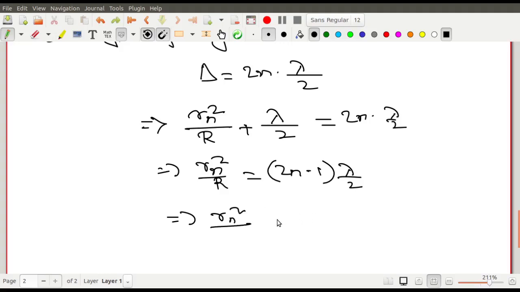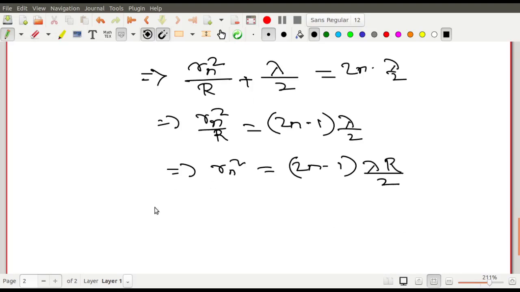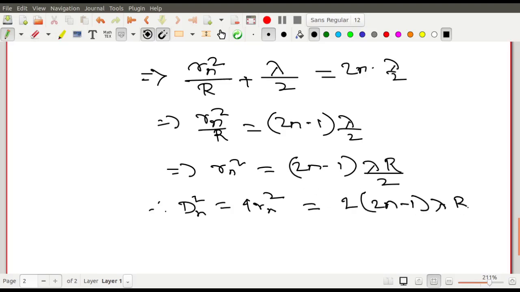So Rn square is equal to twice n minus 1 lambda of capital R by 2. That is what I have at this moment. And so what will be the diameter of this ring? So therefore diameter square is nothing but 4 times the radius square, because diameter is twice Rn and you take a square. So if I multiply this with 4, this turns out to be 2 into 2n minus 1 into lambda of capital R. Is it so?